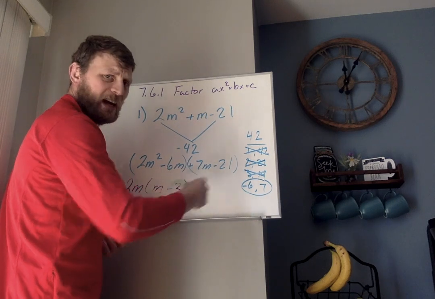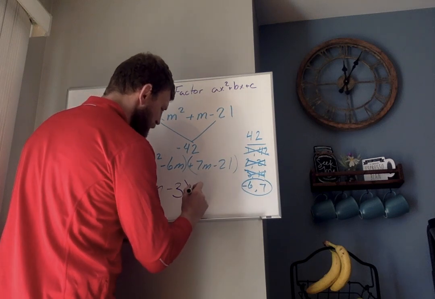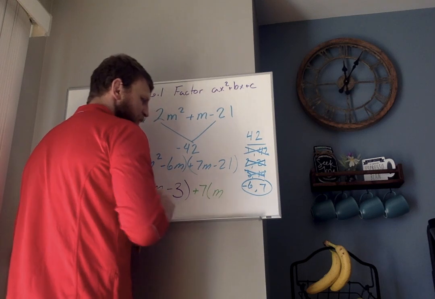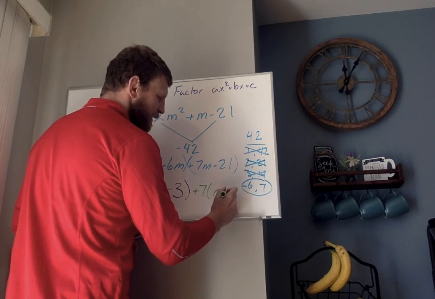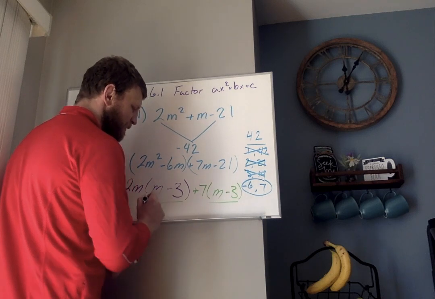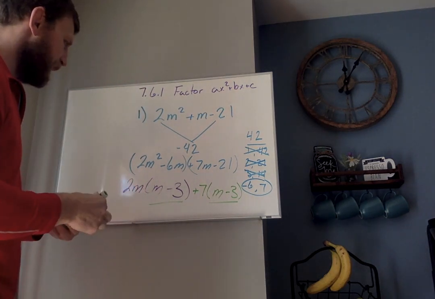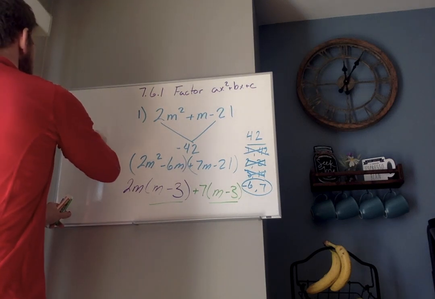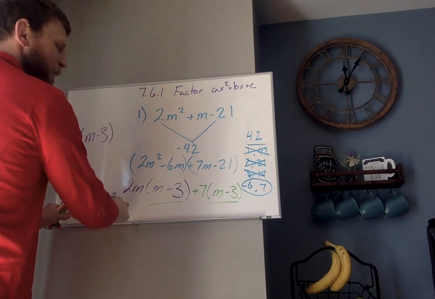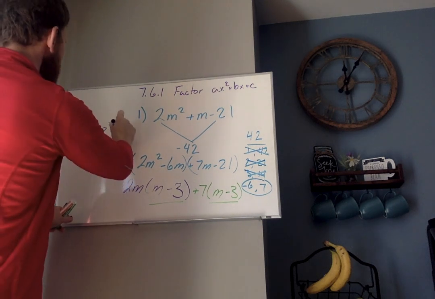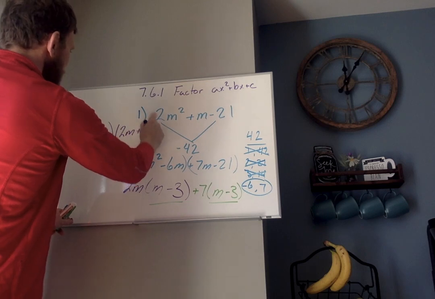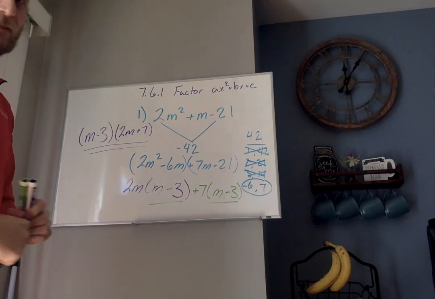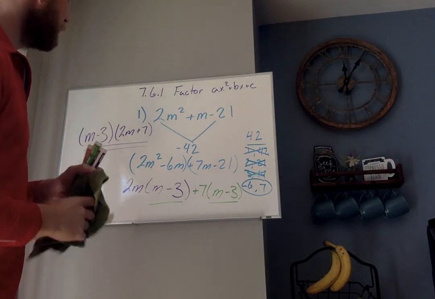In the back half, what do they have in common? That's a 7, so I'm going to pull out a positive 7. Okay, so 7 divided by 7 is 1, so I just have an m. Negative 21 divided by 7 is negative 3. Notice these two things are the same. So what I'm going to do is I'm going to pull that out. I'm going to write it as m minus 3. And I'm going to write what's left, which is the 2m right here, plus 7. So that's my answer. Give you a second to write that down.